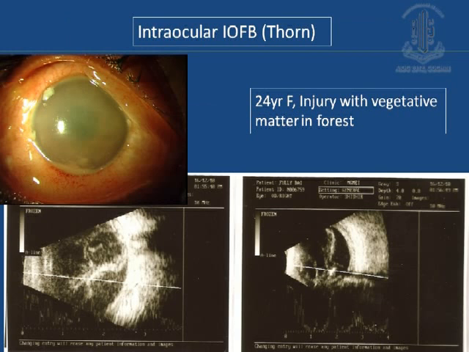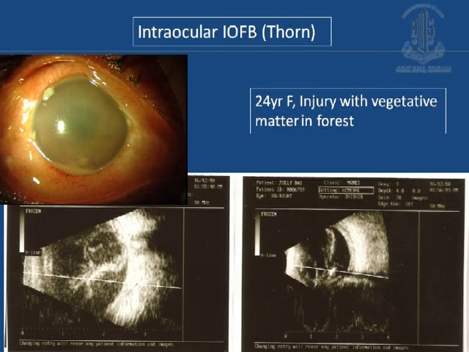Another patient, 24 years female, had an injury with vegetative matter in the forest. She had gone to cut wood, and that is the clinical picture. Total opacified cornea, hypopyon there. You can't see the retina, you can't see the vitreous. So what we did is ultrasonography.